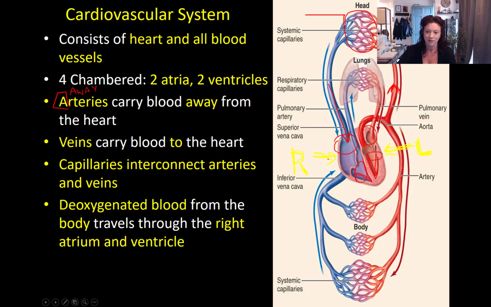Patient's right side is here. So this is their right atrium and right ventricle. Patient's left side is here. So this is their left atrium and left ventricle. Now that's important to know because different types of blood flow through each side of the heart. Deoxygenated blood flows through the right side of the heart. This is all deoxygenated blood. Oxygenated blood flows through the left side of the heart.